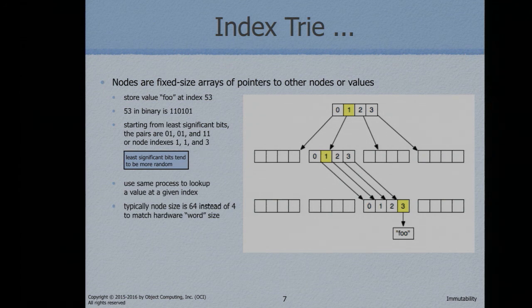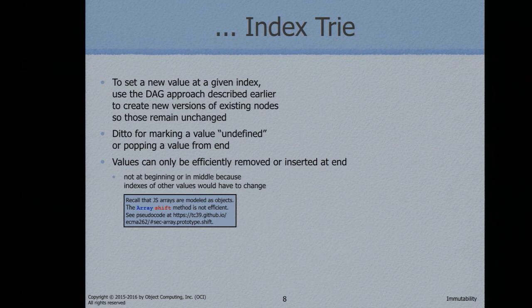Now, 4 is not a realistic size for these arrays. Usually you would use the word size of the machine you're on, like 64. And because I would use 64 for the size of these, I'm not really going to have a very deep tree. I can store lots of values in a shallow tree with that many values. Now, what happens if I want to store a new value into this index tree?